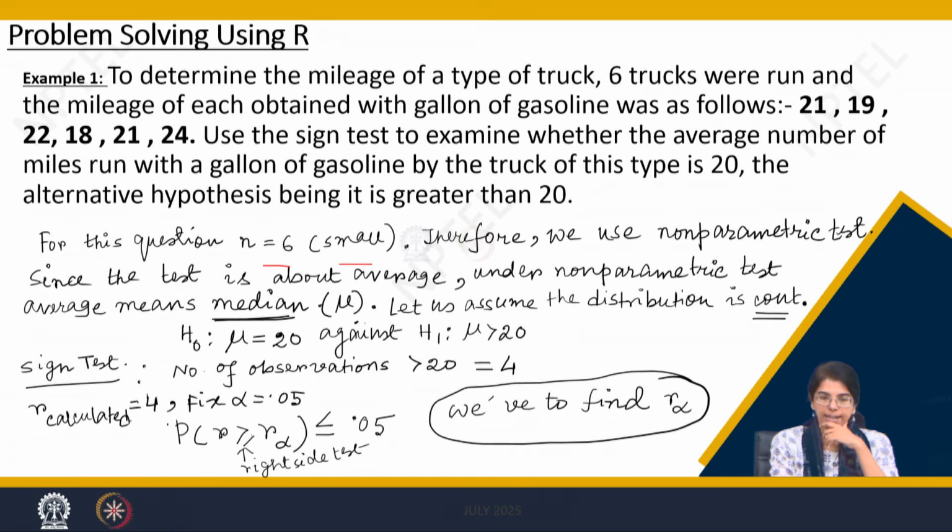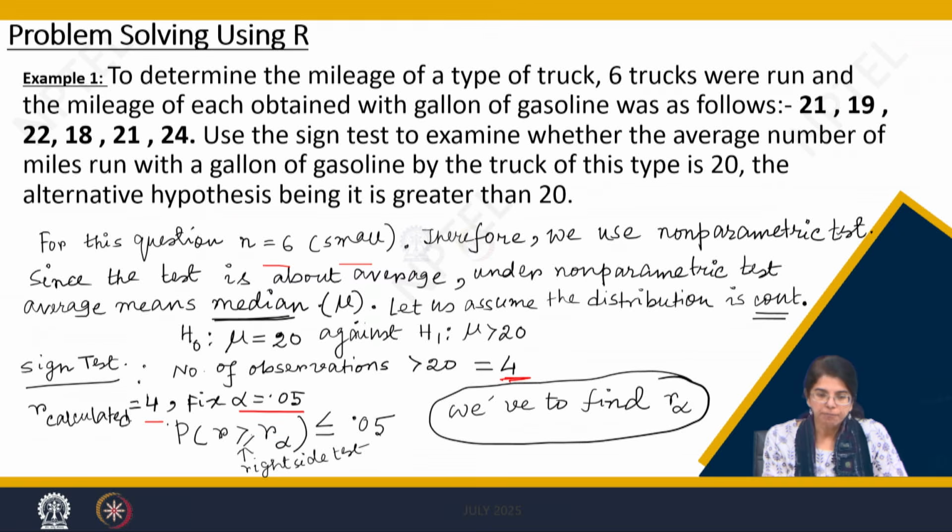Clear? Now, the sign test: number of observations greater than 20. Look at the trail of observations. 21 is greater than 20, yes, so assign plus 1. 19 is greater than 20, no, so we are not considering that. 22 is greater than 20, yes, so assign plus 1 again. Altogether you will see that 4 observations are greater than 20, right. So, our calculated number of positive signs is 4.